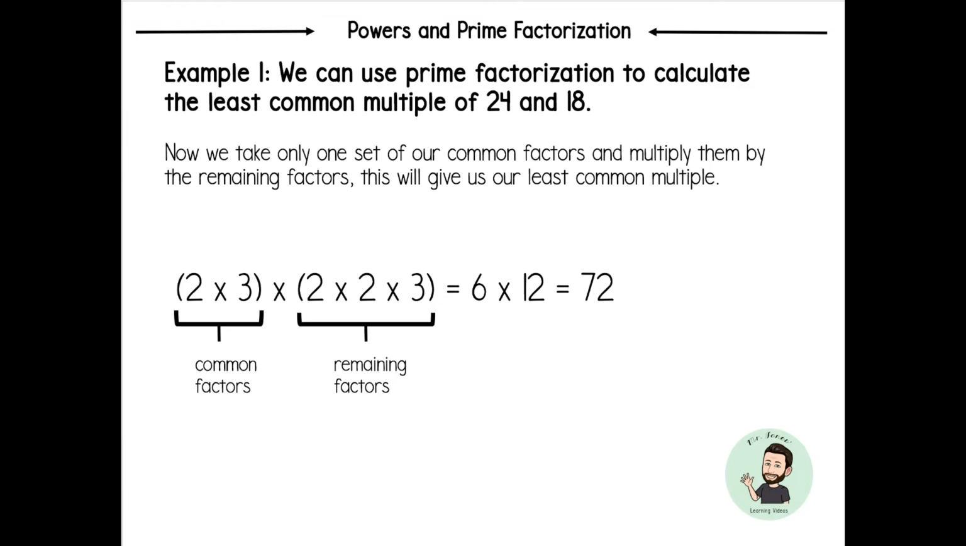So 2 times 3 is 6, which we have in the second part of our expression. And 2 times 2 times 3 is 12. 6 times 12 gives us 72.